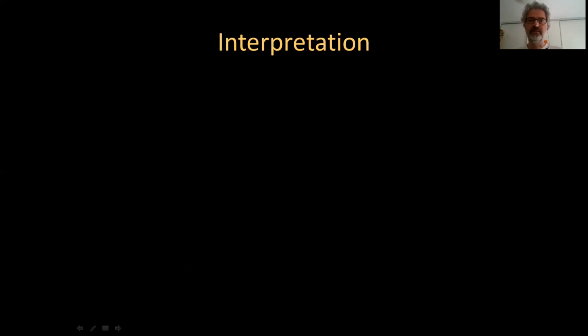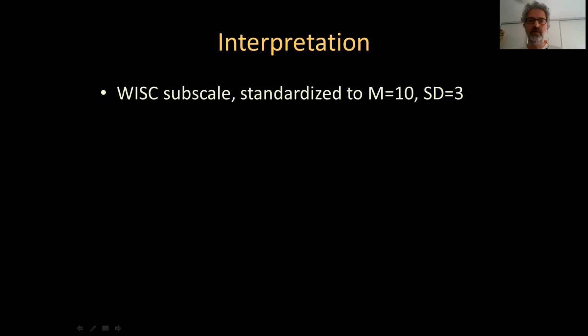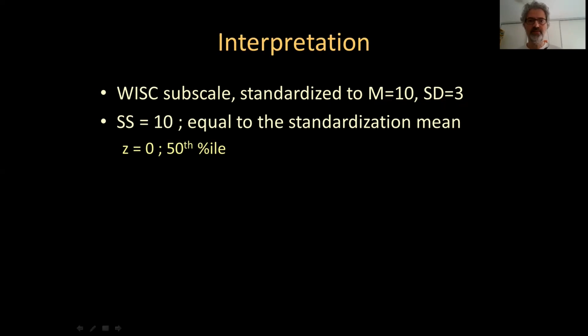Let's look at a different scaling, turning to WISC subscale type scaling, which is standardized to have a mean of 10 and a standard deviation of 3. What does a subscale score of 10 mean? Well, that is equal to the standardization mean. That is a z-score of 0, corresponding to the 50th percentile. So a scale score of 10 means that you're doing better than half and worse than half the sample. You are in the middle.